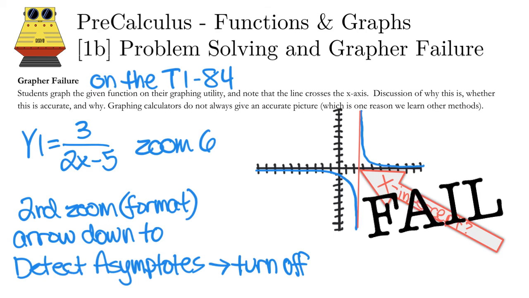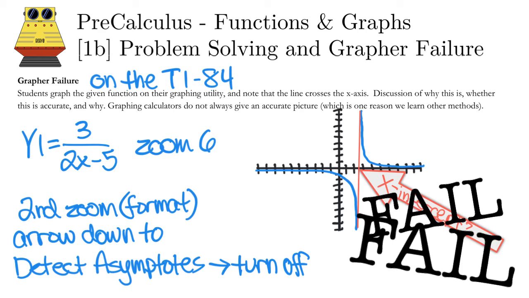That's a fail. And if we said that x equals 2.5 was a zero of the function, that is also a fail. When in fact, x equals 2.5 is a vertical asymptote of the function. It's a line that the curve is approaching.